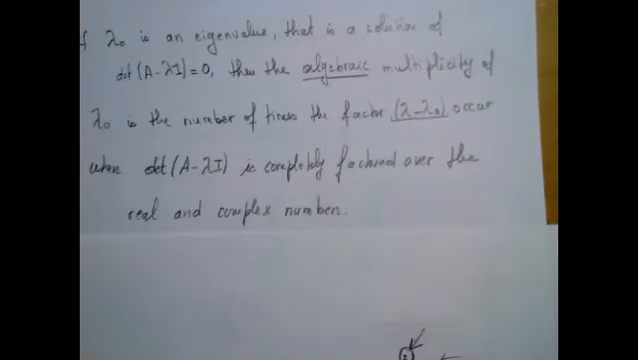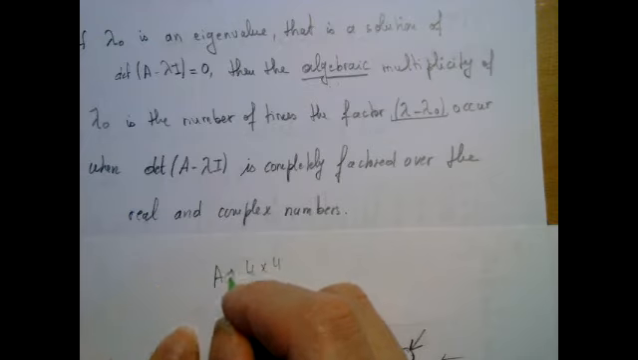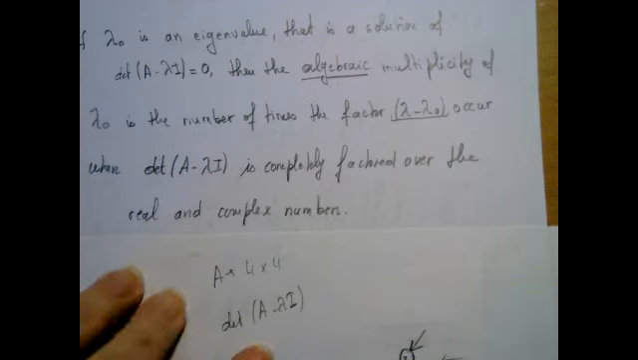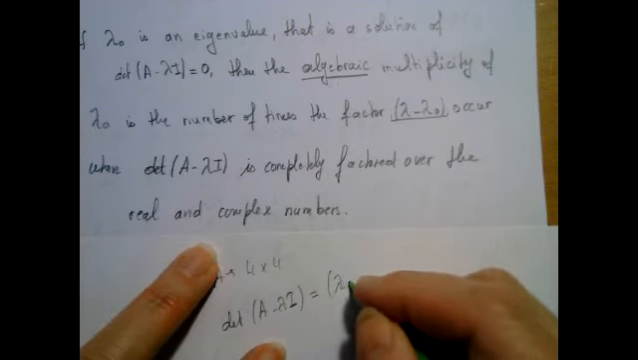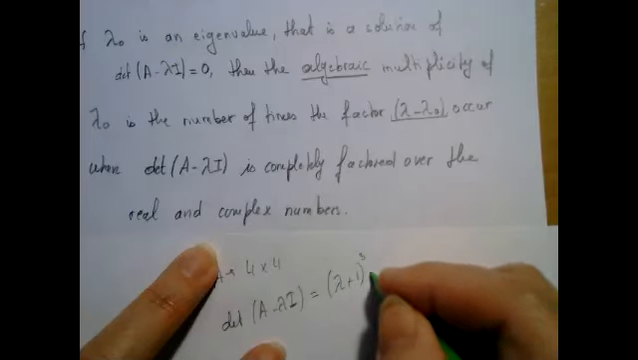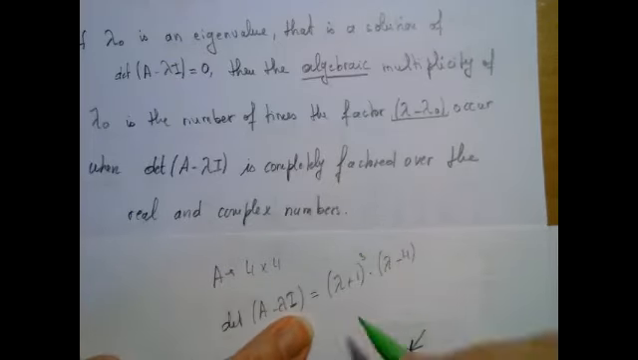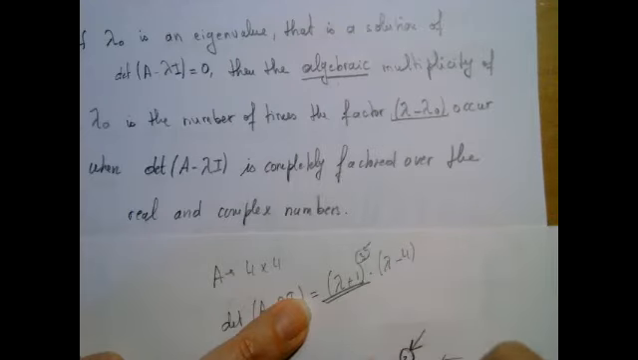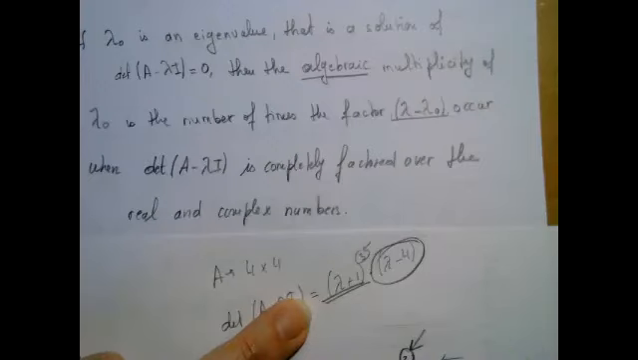So if, let us say, you have a 4 by 4 matrix A, and you evaluated the determinant, and you factored it out till you can't factor anymore. And you got something like lambda plus 1 to the power 3 times lambda minus 4. Then lambda equal minus 1 is called of algebraic multiplicity 3. Lambda equal 4 is called algebraic multiplicity 1.